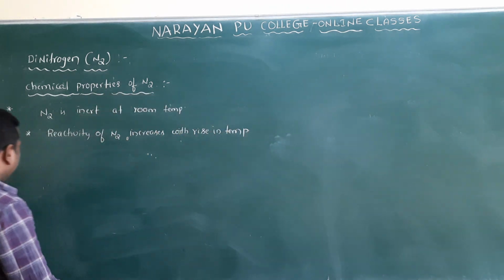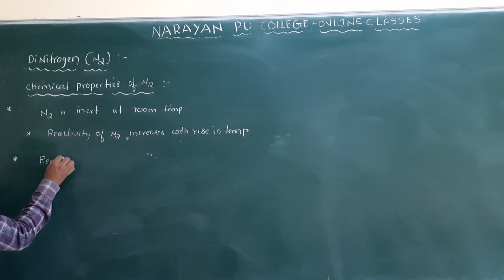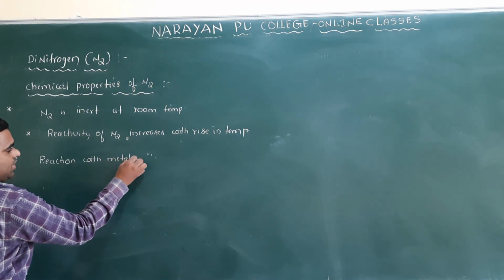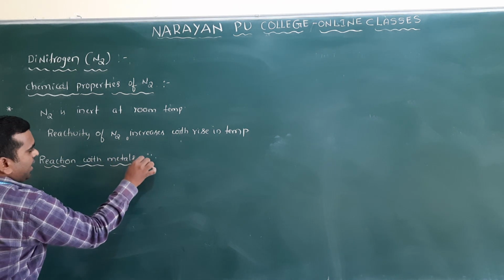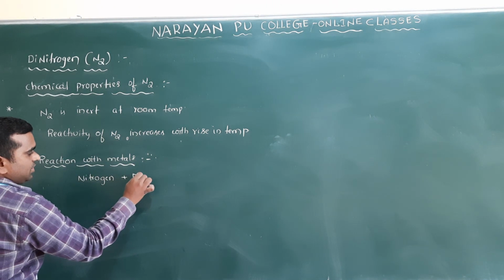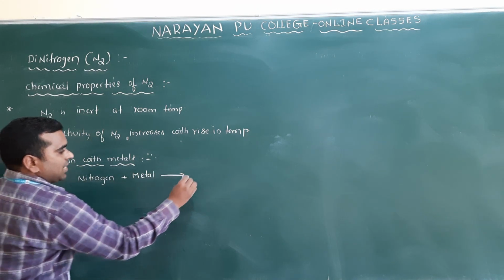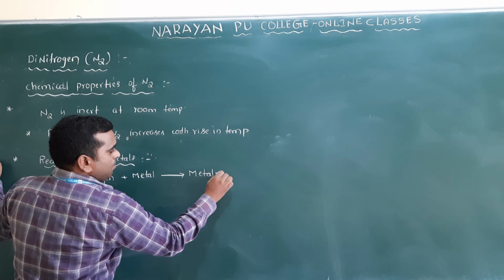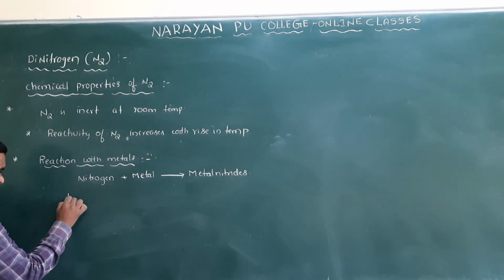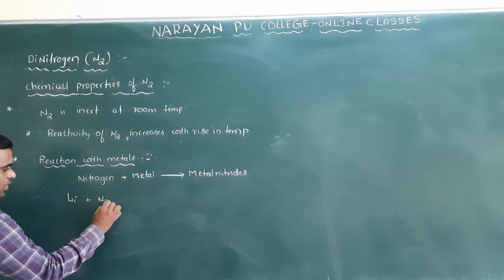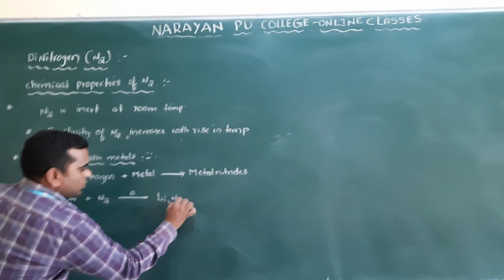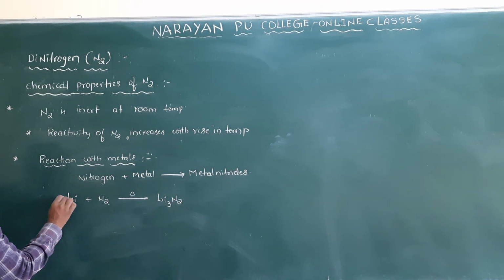So the first one is reaction with metals. Clear? Whenever nitrogen reacts with a metal, it gives metal nitrides. And we have already discussed, first one, lithium plus nitrogen at very high temperature. What will you get? Lithium nitride, Li3N, balanced with 3 lithium atoms.